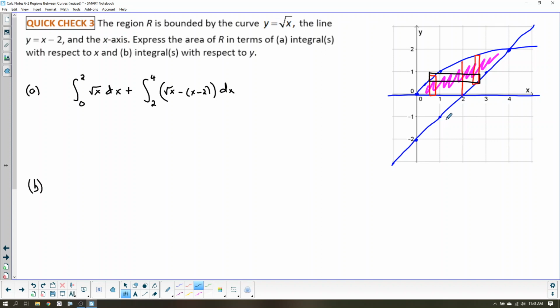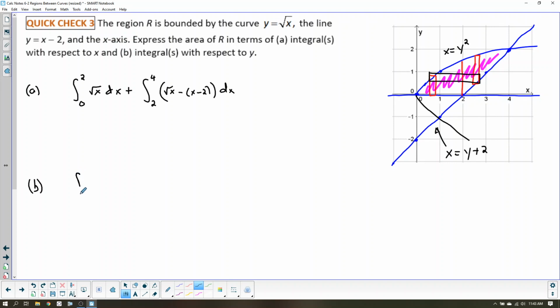Now, in order to integrate with respect to y, we would need to get formulas for these. So we would come back and solve them for x. So add the 2 over, you get x equals y plus 2 is this line. And then for this one, you'd square both sides. So this is x equals y squared. Technically, it's just the upper portion of x equals y squared because the full graph of x equals y squared would be the parabola. Okay, but this is upper and that's lower.